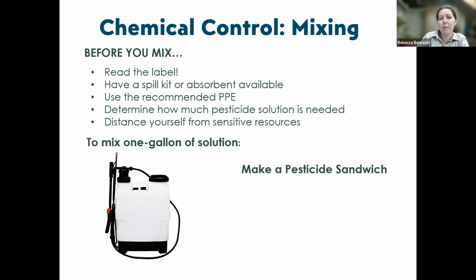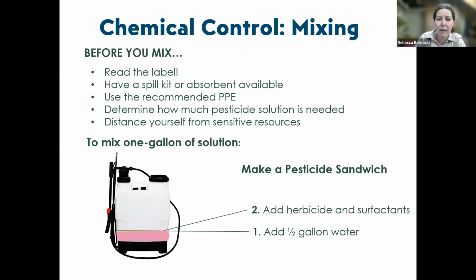So to mix 1 gallon of solution, we want to remember to make our pesticide sandwich. For 1 gallon of solution, we're going to add half a gallon of water. Then we're going to add our herbicide, our surfactants, or any additives that we're adding, and then add our remaining water up to that 1 gallon mark.